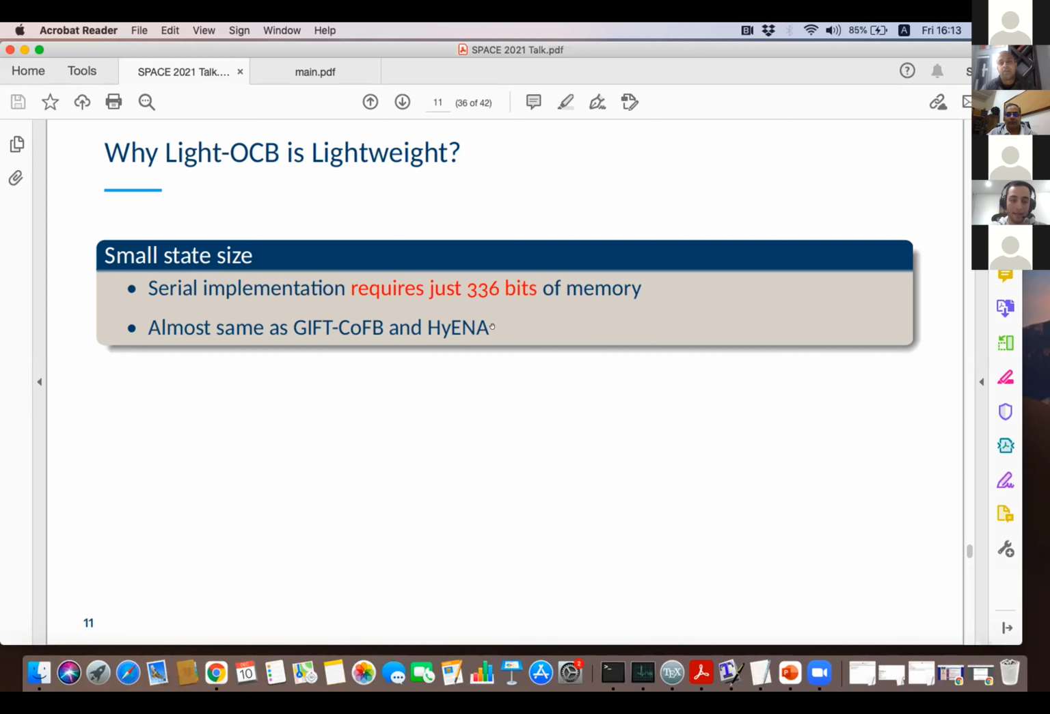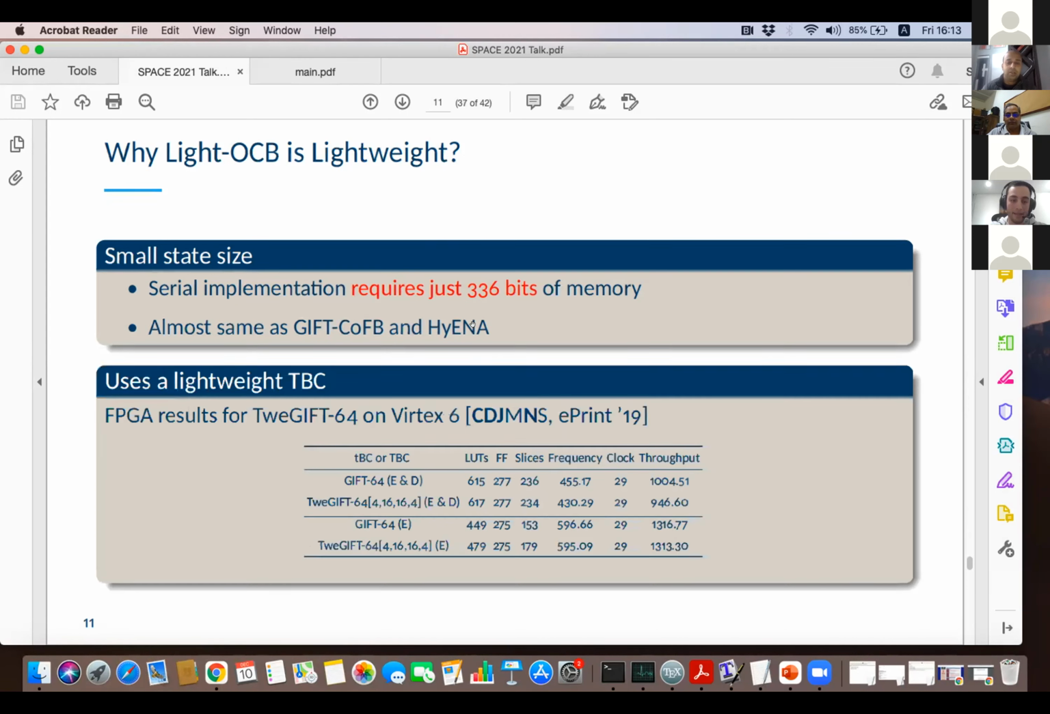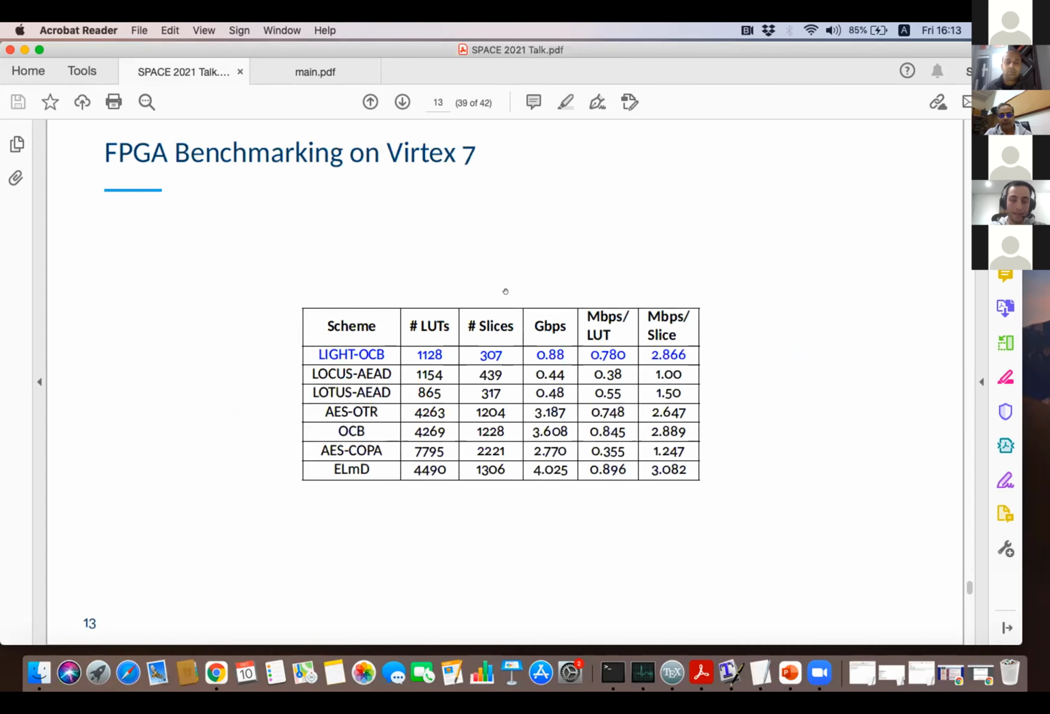Okay. Also, I have one question on the area report that you have shown. If you go to that table again. Yeah, this LUT and slice count that you have on Virtex 7, which is 6-input lookup tables, is it not still a little bit high area for extreme lightweight considerations?